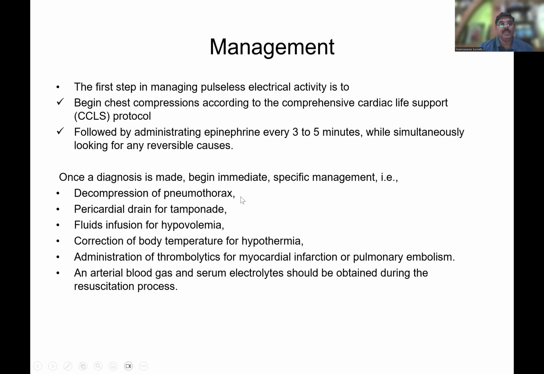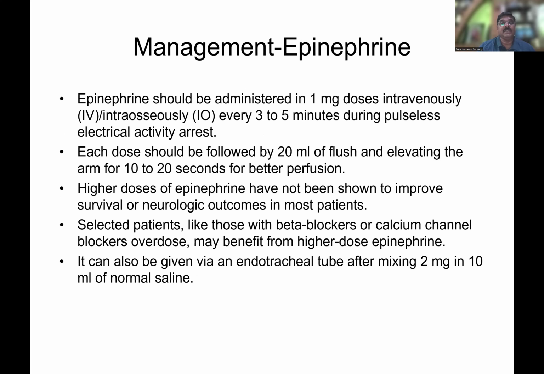For very severe pneumothorax, decompression of the pneumothorax. If there is cardiac tamponade, pericardial drainage. For severe hypovolemia, fluid infusion. You have the correction of body temperature for hypothermia, and you have to administer thrombolytics for myocardial infarction or pulmonary embolism. ABG and serial meters should be applied during the resuscitation process to correct the other things.